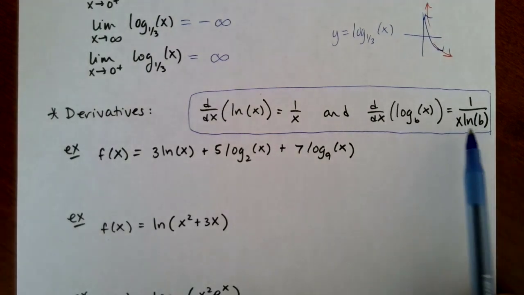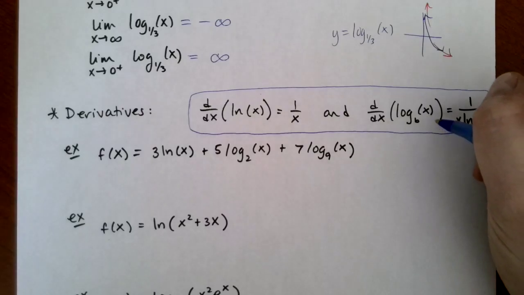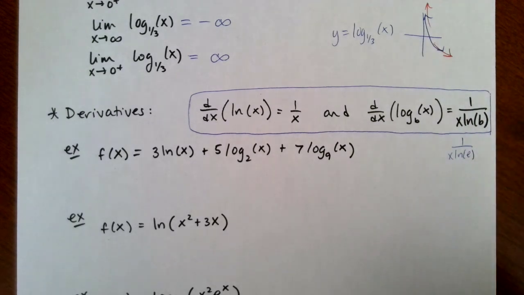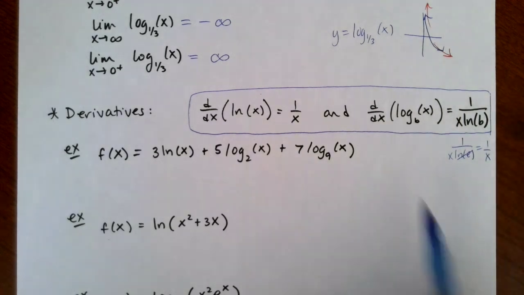So it's always natural log of b, which was the base of the original log. And again, notice if we originally started with ln, that would be log base e. So the b is e. We would have 1 over x ln of e. And just like in the e to the x derivative, ln of e is 1. So this simplifies down to this 1 over x that we use.